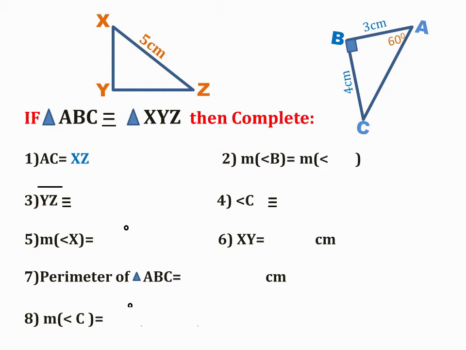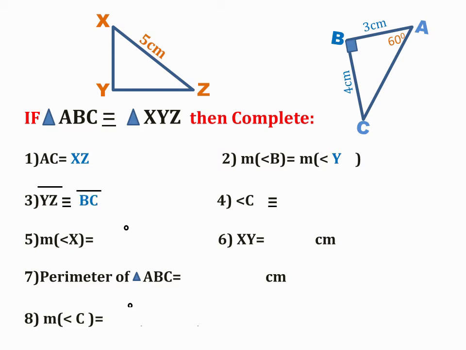Again, the measure of angle B is equal to which angle? If you look at the name ABC, B is the second letter, so you're going to take the second letter here, which is Y. So the measure of angle B equals the measure of angle Y. Line segment YZ is congruent to which line segment? YZ are the last two letters in the name, so here we're going to take the last two letters, which would be line segment BC.